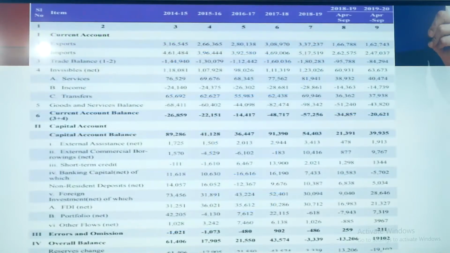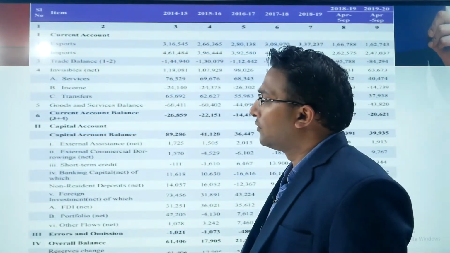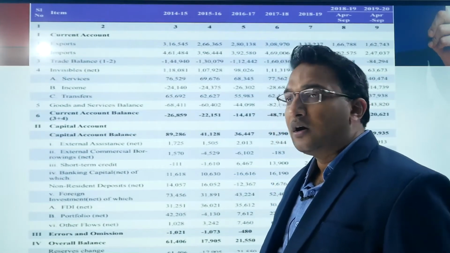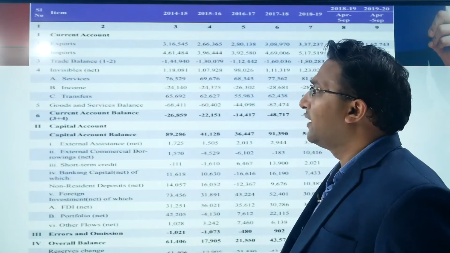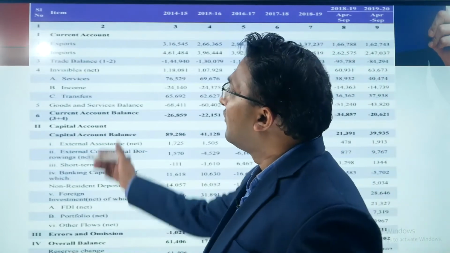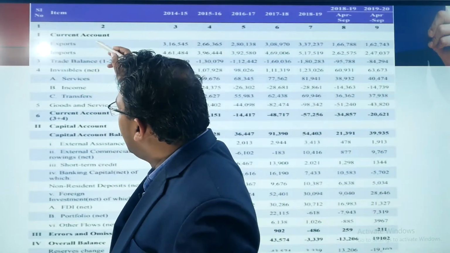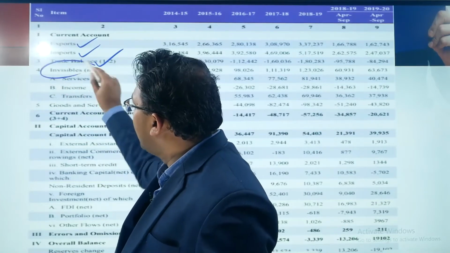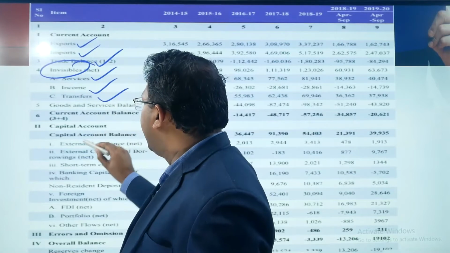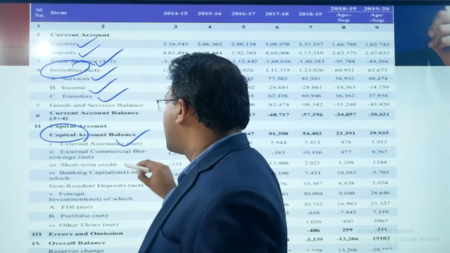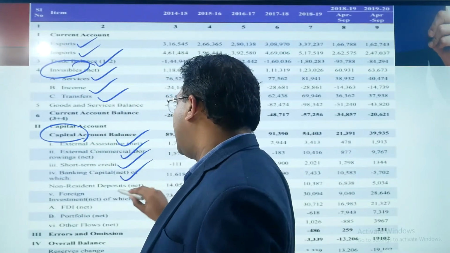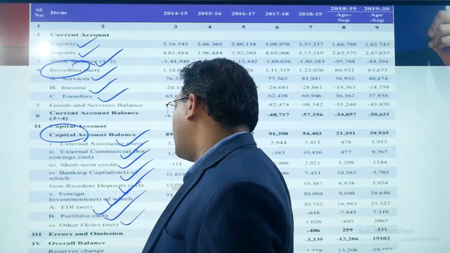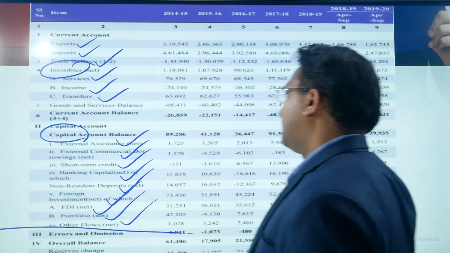So this is again the statement of balance of payment which I have taken from the economic survey. I am again showing you so that you can see that whatever we have covered is from this statement only. So we have covered export, import, trade balance. In the invisible we have covered services, income, transfer. In the capital account we have covered ECB, external assistance, short-term credit, banking capital, NRI deposit, FDI, FII, FPI, right, and other flows. So we have covered this till now.